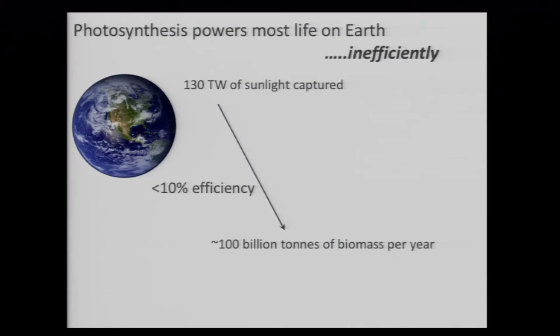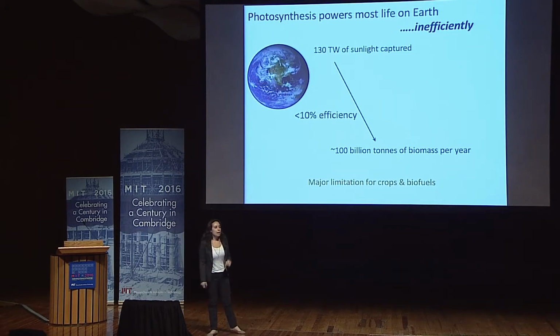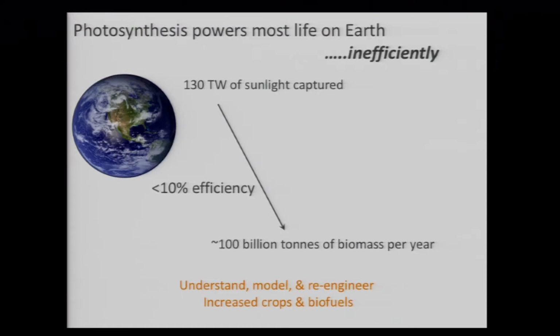And so what this means is that there's a limitation in how many crops we can produce and how much biofuels we can produce. And in the face of our growing issues of food scarcity and our need for renewable energy sources, this is indeed a major limitation. So what I'm going to talk to you about today is work we're doing towards removing this limitation by understanding the sources of inefficiency, modeling them, and beginning the process of thinking about ways to re-engineer this so that we can increase our crops and increase our biofuels.